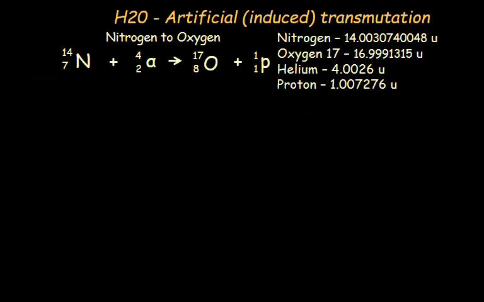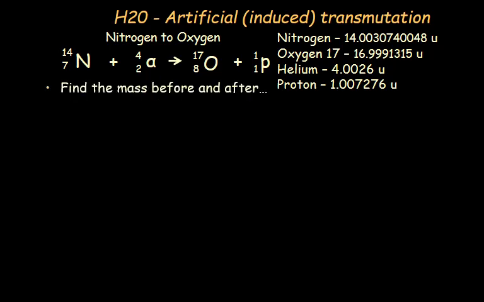So here's an artificial transmutation. This is nitrogen that is bombarded with an alpha particle, and therefore the nucleus becomes oxygen plus a proton. And so in this one here, it's going to take energy to make this happen. And we can look at that here. So we have our values for nitrogen, for oxygen, for helium, for a proton here. And let's go ahead and evaluate that.